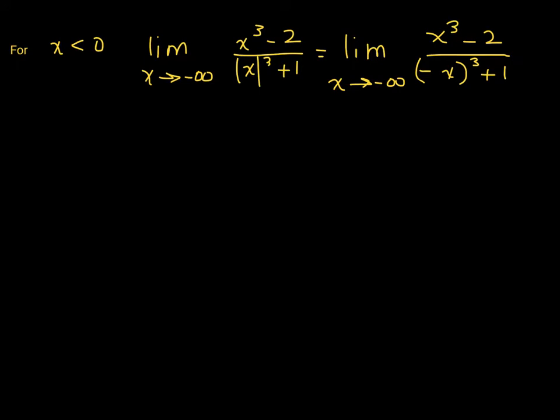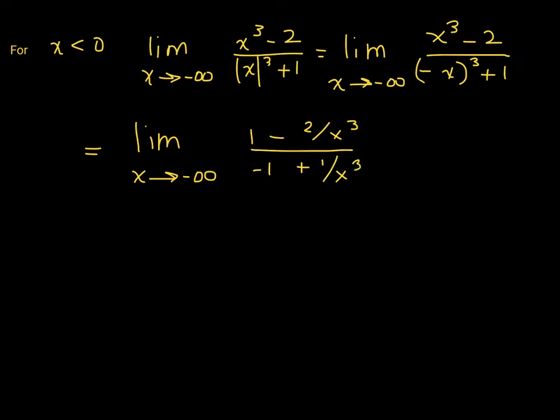All right, so very good. Now, what are we doing? We are considering the limit as x goes to negative infinity. And so let's use our strategy once again. We are going to divide every single term in the numerator and the denominator by the largest power of the variable in the denominator, which again is x cubed. So divide every term by x cubed. You get 1 minus 2 over x cubed over negative 1 plus 1 over x cubed.